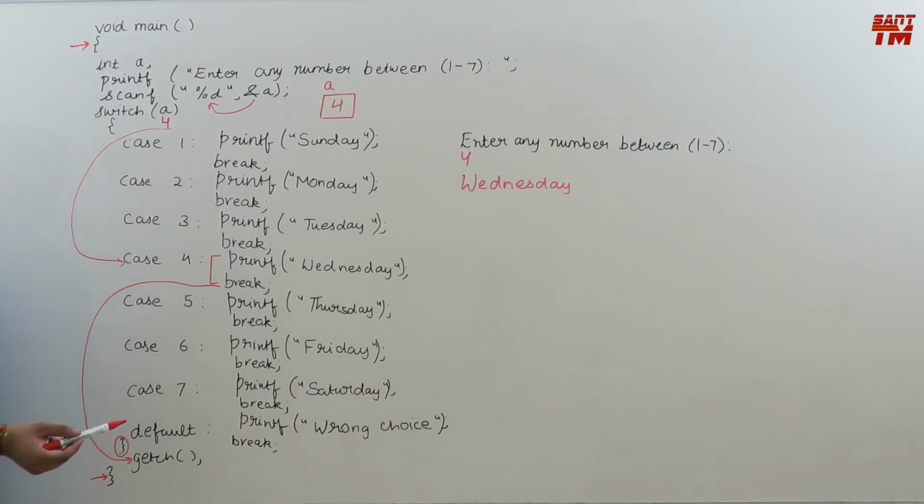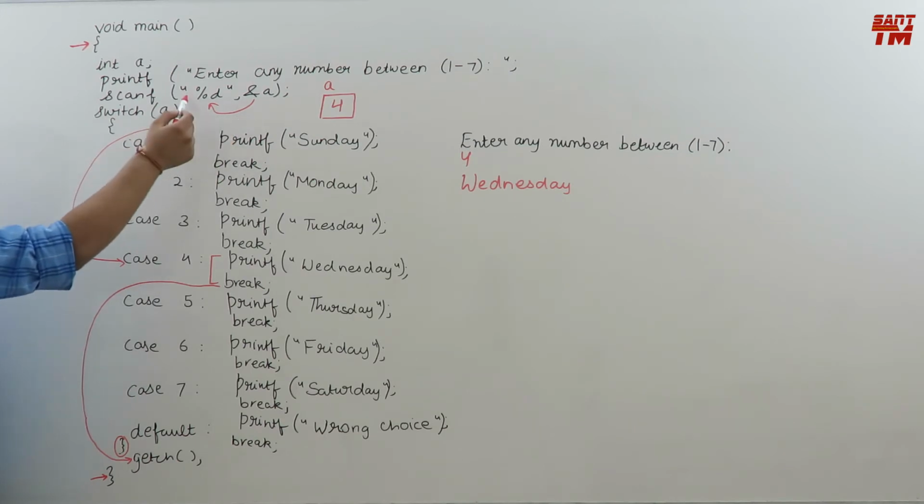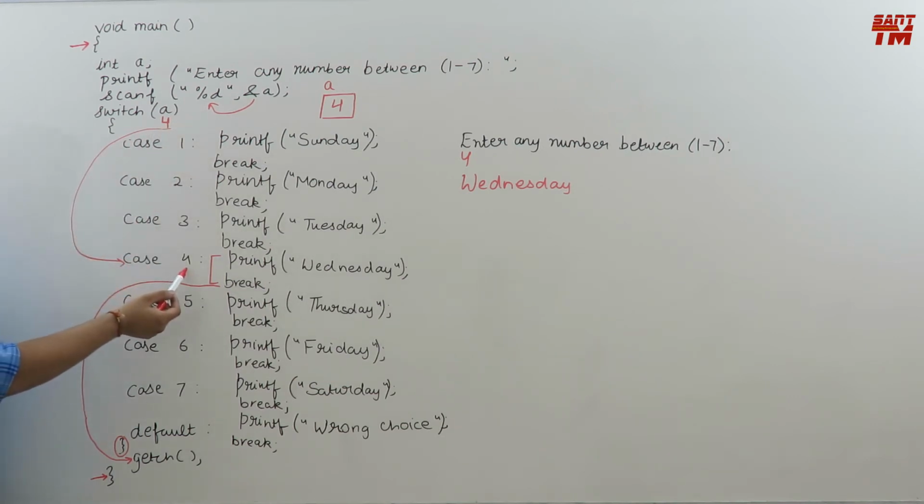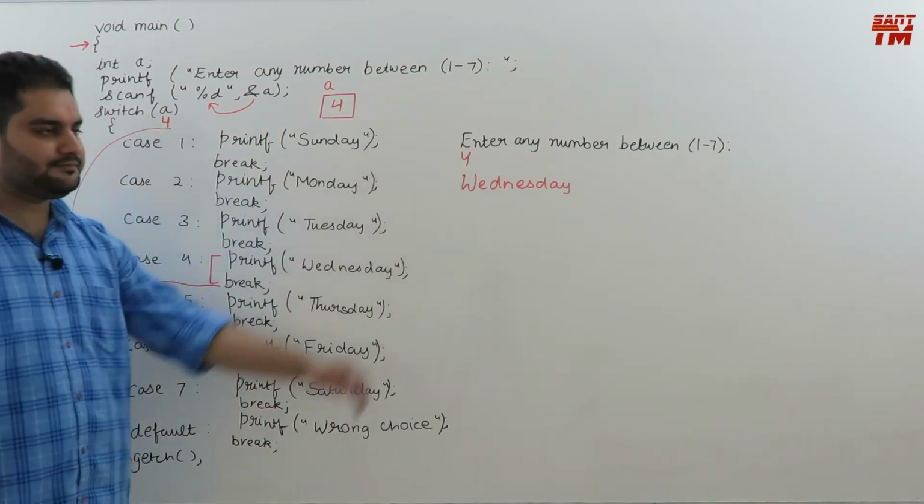So what has happened? We entered some integer value, switch was applied on that integer value, and depending upon the value we matched a corresponding case. Only that case will be executed, and using the break statement we come out of the switch case. If there is any other statement outside the switch case we will execute that, and if there is not we will directly go to getch and the program will terminate. So here Wednesday is printed.